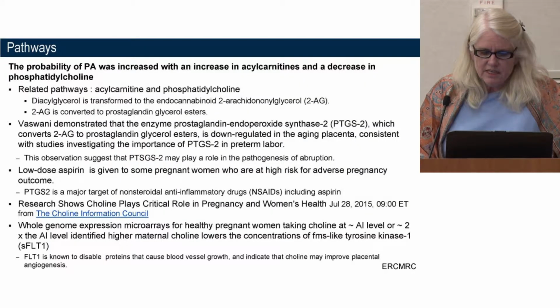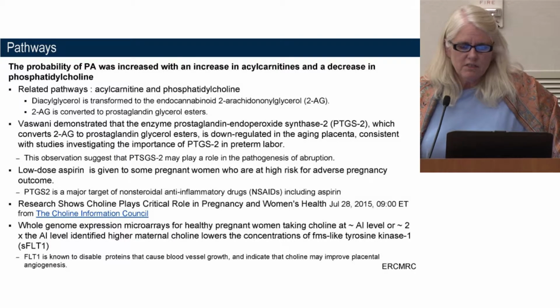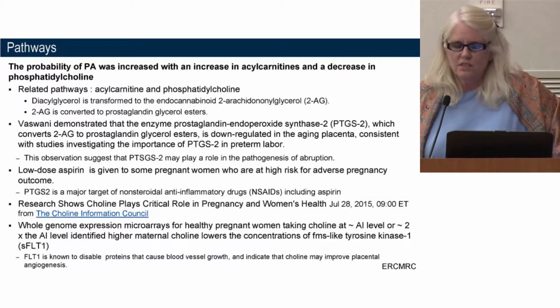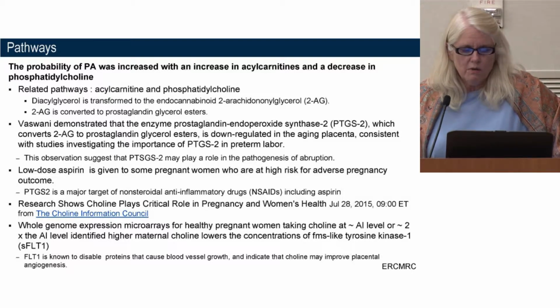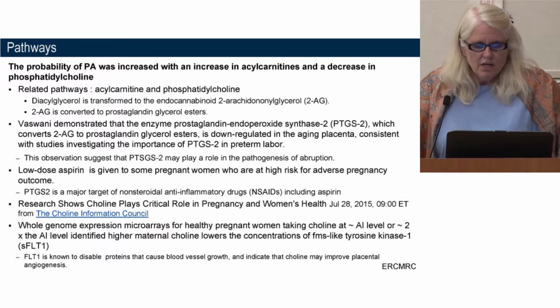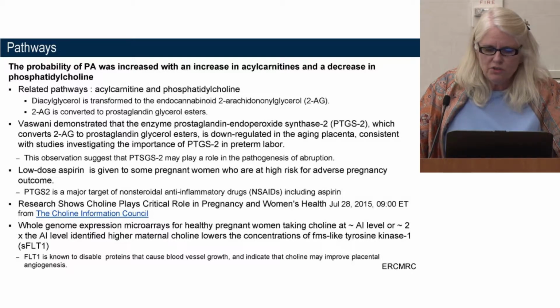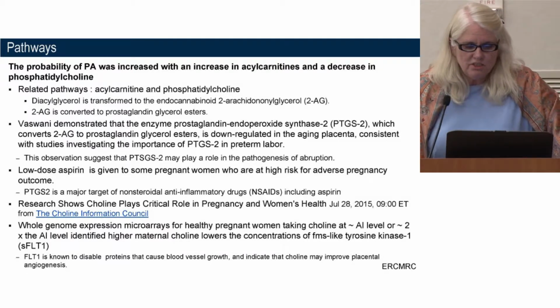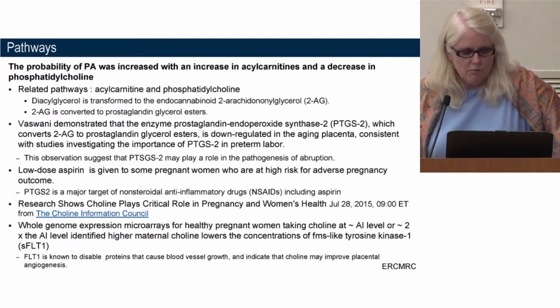And what we were able to see is that the probability of the placental abruption was increased with an increase in acylcarnitines and a decrease in phosphatidylcholine. And these metabolites are closely related to diacylglycerol, which is transformed to an endocannabinoid called 2-AG, and 2-AG is converted to prostaglandin glycerol esters. So we know that PTGS2, which converts 2-AG to these prostaglandin glycerol esters, is downregulated in the aging placenta. And so our observations suggest that this PTGS2 may play a role in the pathogenesis of abruption.